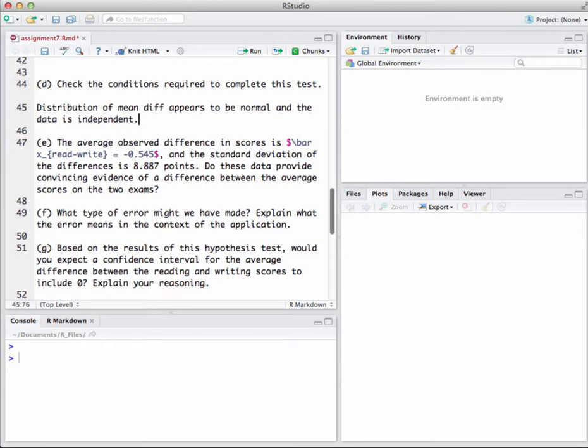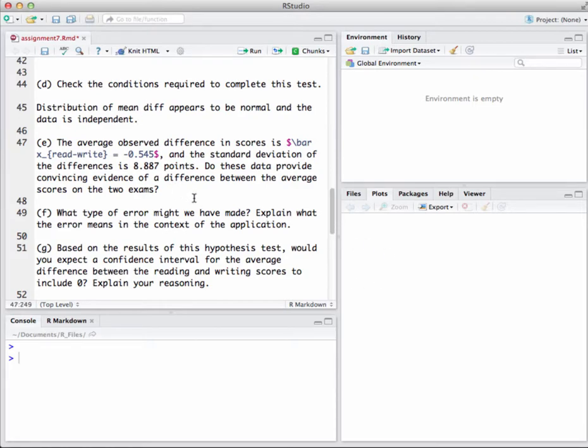Okay, so average observed difference of the scores is negative 0.545, and the standard deviation of the differences is 8.887 points. Do these data provide convincing evidence of a difference between the average scores on the two means? Okay, so what they're really doing is leading us through, step by step, trying to get us to do a hypothesis test here. And so we need to go in now and calculate our test statistic and our p-value, okay?